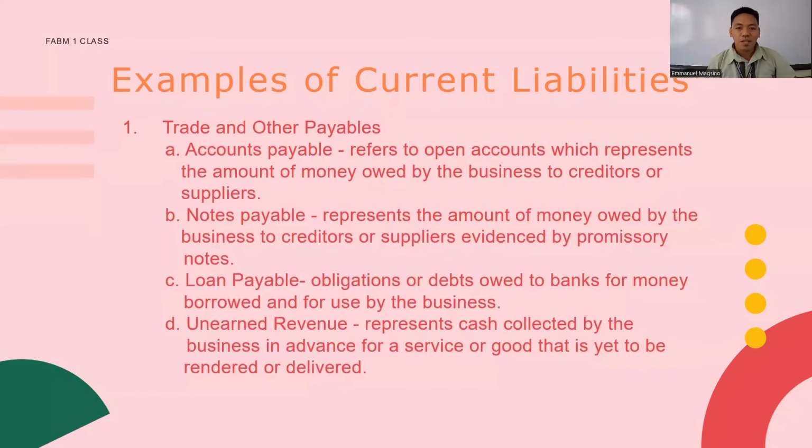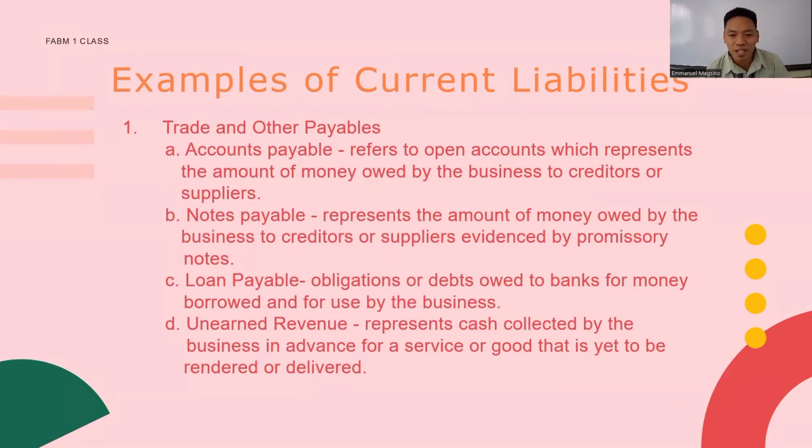Let us continue. So the examples of current liabilities, we have trade and other payables. So we have letter A, accounts payable. It refers to open accounts which represents the amount of money owed by the business to creditors or suppliers. So ito yung mga utang ng company doon sa mga creditors o doon sa suppliers niya. Yan. So ang tawag natin doon ay accounts payable.